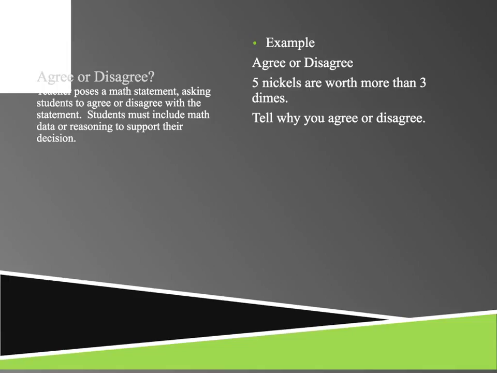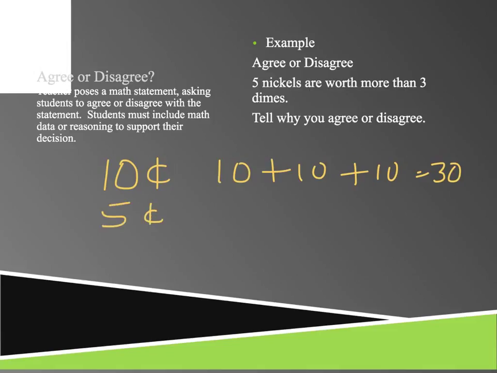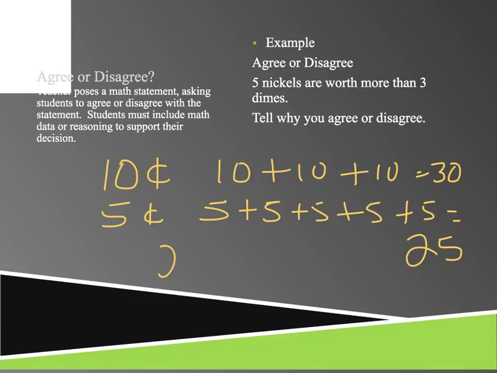I disagree because a dime is worth 10 cents, and there are 3. 10 plus 10 plus 10 equals 30. Nickels are worth 5 cents, and there are 5 nickels. 5 plus 5 plus 5 plus 5 plus 5, 1, 2, 3, 4, 5, equals 25. And 25 cents is less than 30 cents.